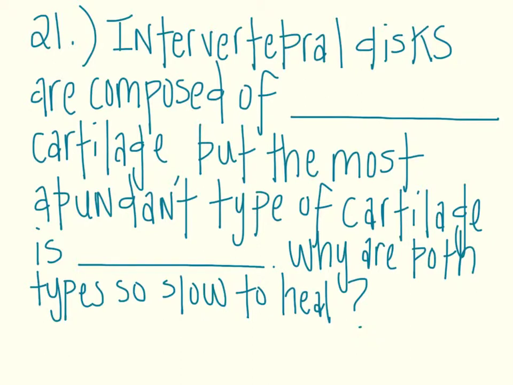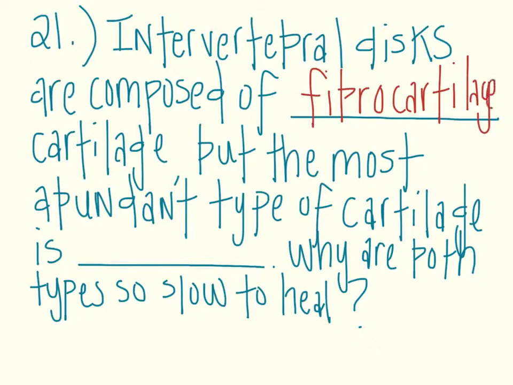So question 21 talks about intervertebral disc. So these are the discs in your back. In between the bones there's like a little pad of cartilage, just so it can move more freely and you can actually bend. But they are actually composed of something called fibrocartilage. Intervertebral discs are made out of fibrocartilage.